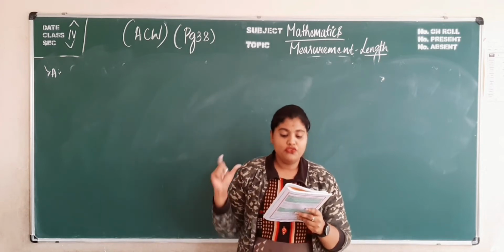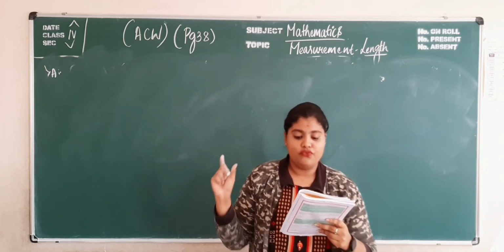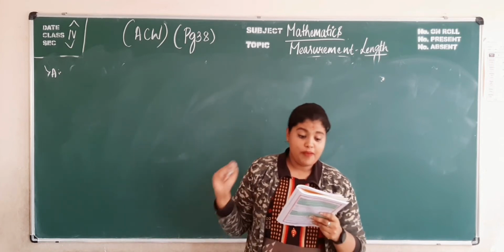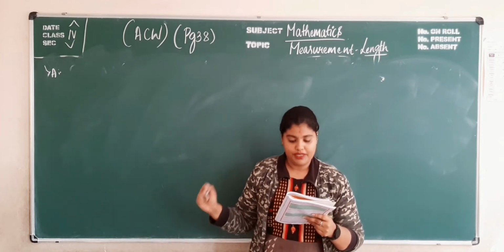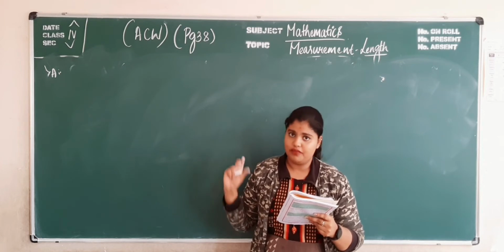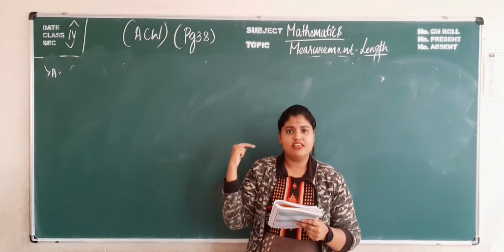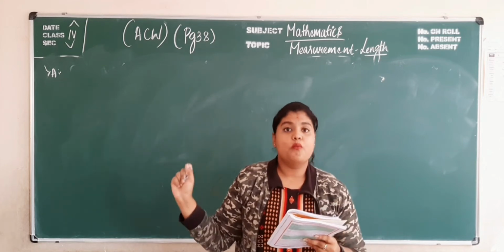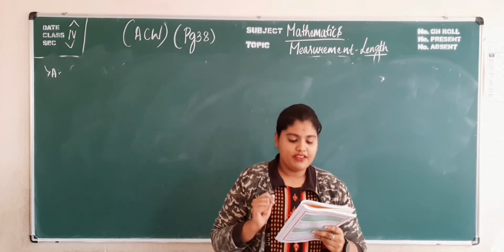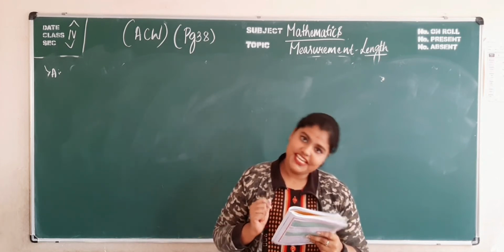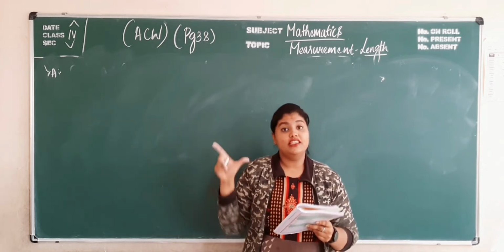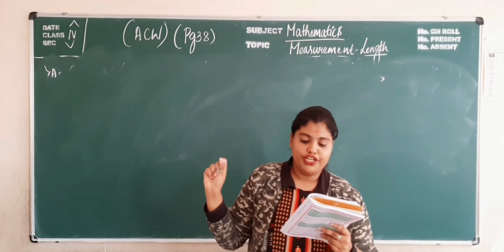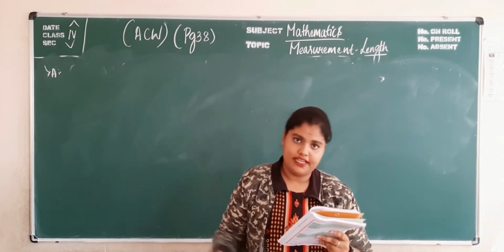So the length of goods train is 242 meter 60 centimeter. The length of passenger train is 109 meter 25 centimeter. So length of goods train is given, length of passenger train is given. Which train is more in length? Compare the values. Yes, goods train length is more because it is 242 meter 60 centimeter.